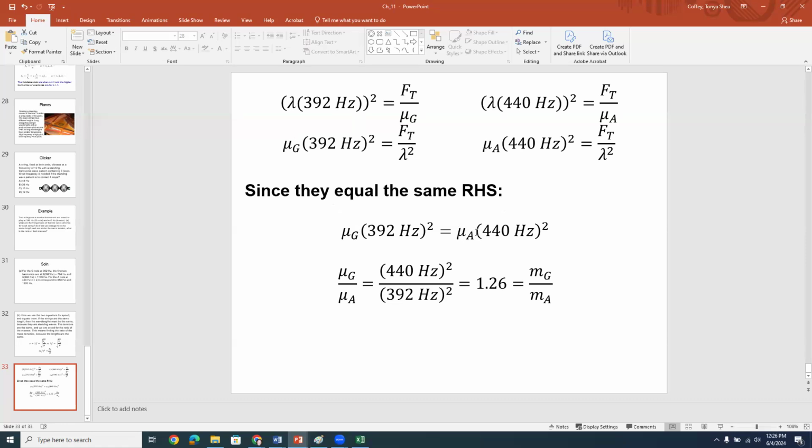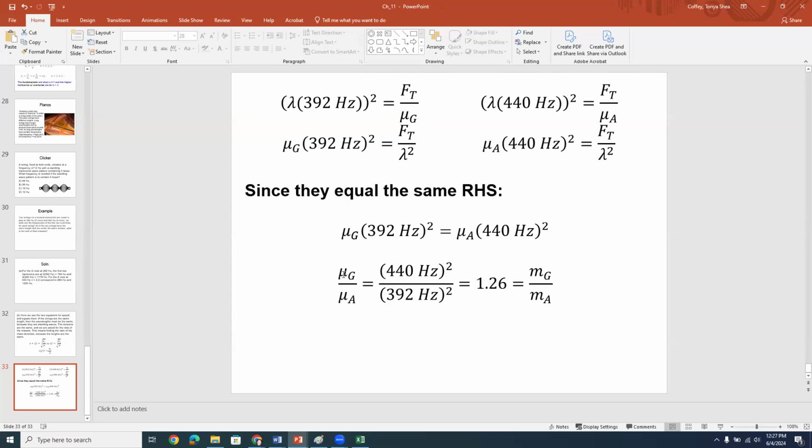So I'm going to divide both sides of this equation by mu A and by 392 hertz squared. And then I'll get the ratio that I want. So here I have mu G divided by mu A is equal to 440 hertz squared divided by 392 hertz squared. When I plug 440 squared over 392 squared into my calculator, I get 1.26. And then this is going to equal the ratio of the mass densities.